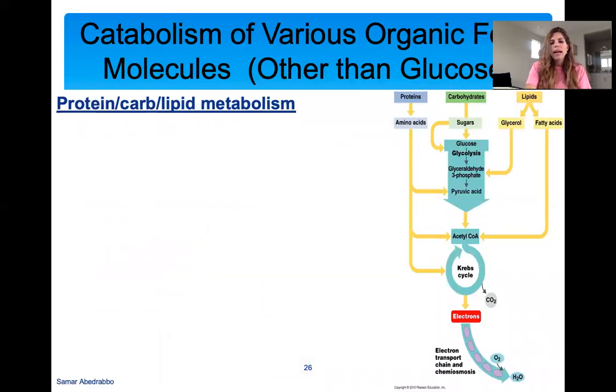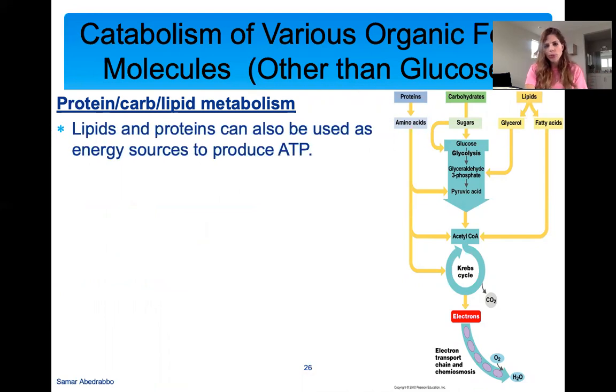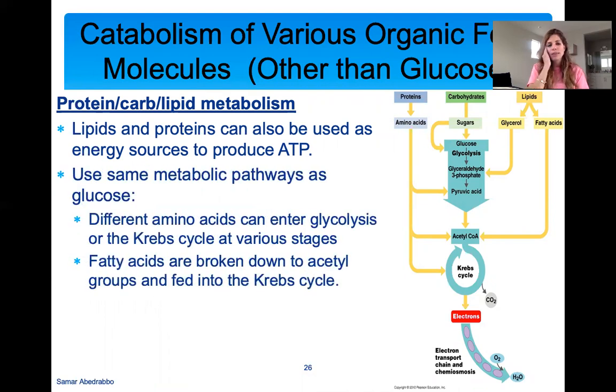So we talked about catabolism of glucose, which is a carbohydrate, but you and bacteria microbes can catabolize other molecules to produce ATP. So lipids and proteins can also be used as energy sources to produce ATP. The difference is that if you're using protein and lipid, they enter the pathway in different ways.